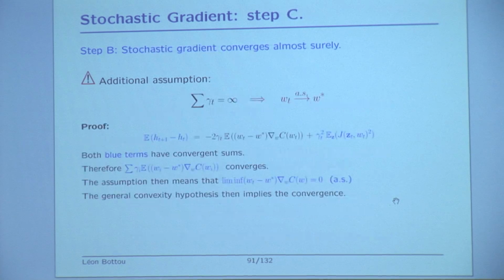And finally, we want to show that it converges almost surely to 0. I will use the same additional assumption that the sum of the gamma_t diverges, and the proof is exactly the same. The expectation of the increase of the Lyapunov is, I just write it this way, both blue terms have convergent sums, therefore the black term must converge. That means that the limit inf of (w_t minus w star) times the gradient equals 0, otherwise we would have a problem, and that implies the convergence. Because the only way this product can approach 0 is if you come close to the minimum, because of the convexity assumption.